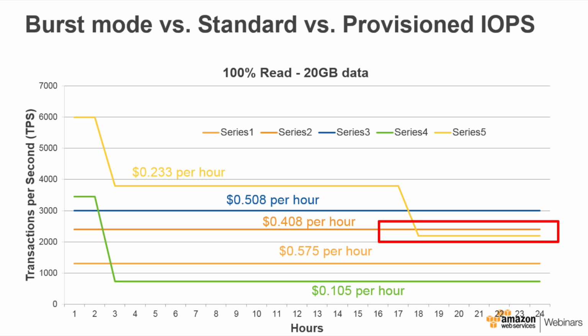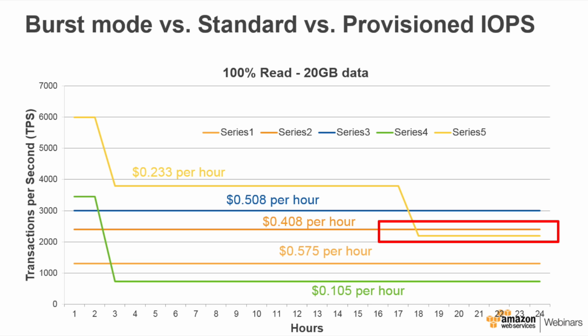So how does that all come together? We started off with a little bit of a text explanation, and we tried to show a few charts to make it simple. But let's put these things together and look at how these can impact cost and performance, looking at burst mode, standard versus provisioned IOPS.